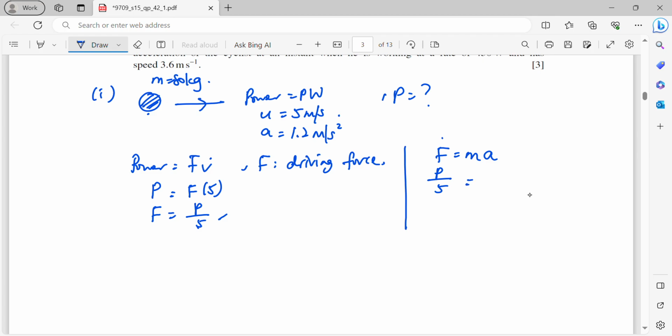Equals, the M is going to be 80, and then the A is given 1.2. So now at last your P is 5 times 80 times 1.2. Therefore, you will be getting 480. That means the power is 480 watts. So that is the solution for the first part.